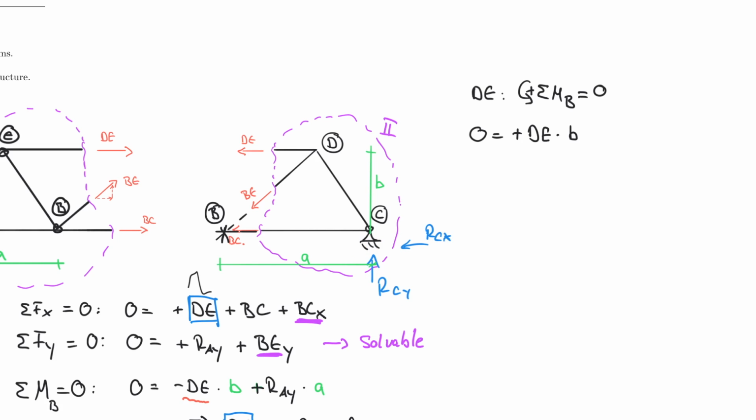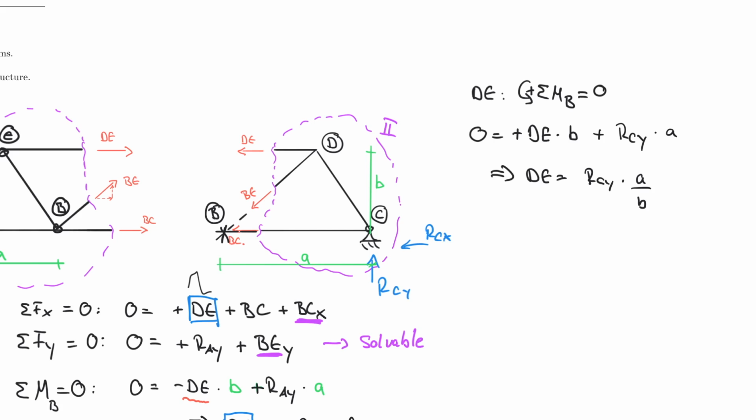And so RCY multiplied by A. And that rotates counterclockwise, therefore it's also positive. Right? And I can solve this now for dE. So dE is RCY multiplied by A divided by B.